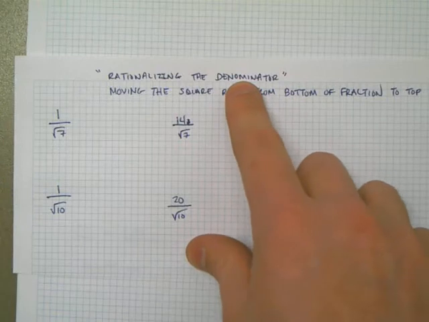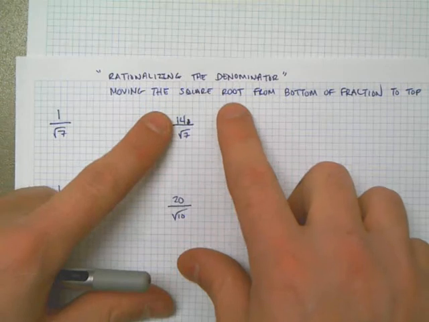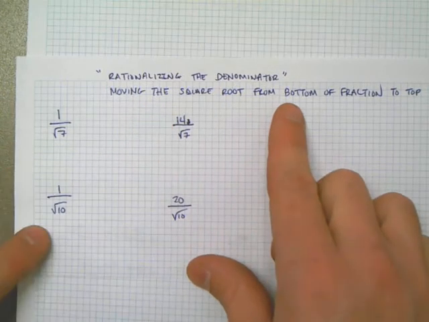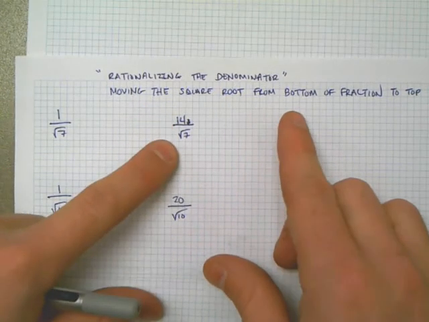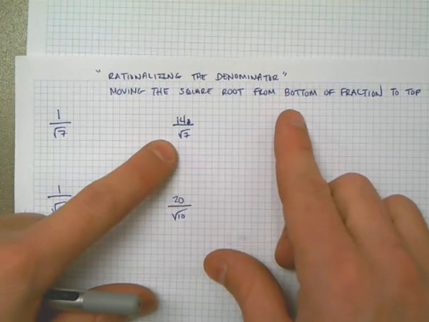So rationalizing the denominator is a fancy way of saying, take that square root that's in the bottom of the fraction. If you have to have a square root in your answer, put it in the top, put it in the numerator. That's all this is doing.